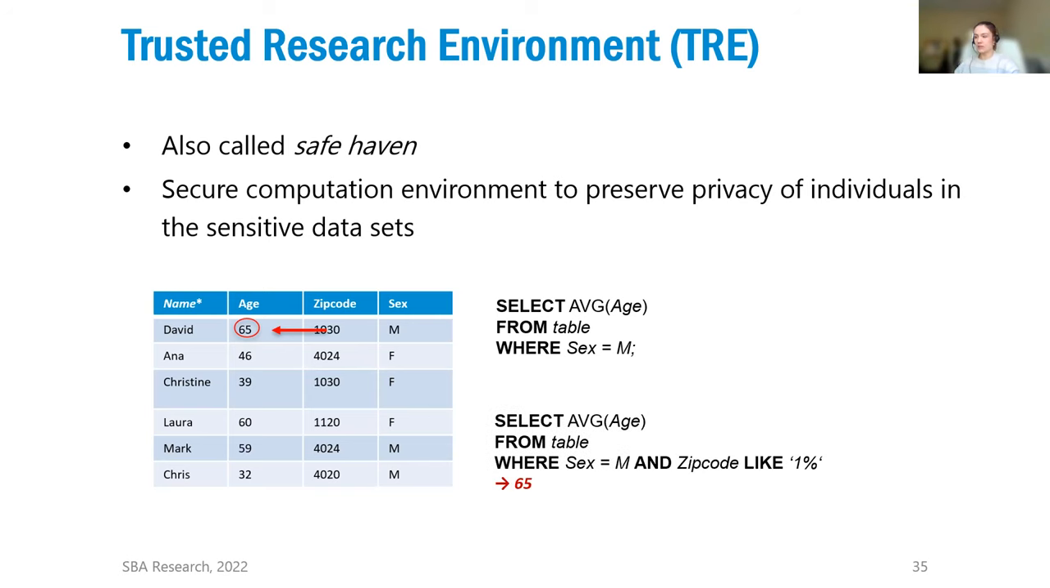So why can even a simple example of summary operation like this be actually problematic? Well, with some smart querying or with some background knowledge, maybe also, one could still reveal a particular attribute value of an individual if we can query as much as we want. So for example, with this additional query with sex and the zip code, we would still get David's exact age.